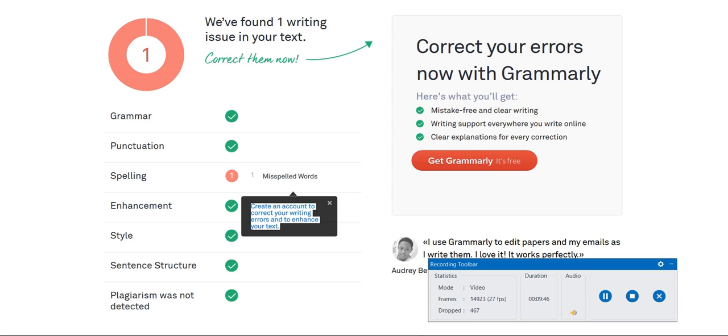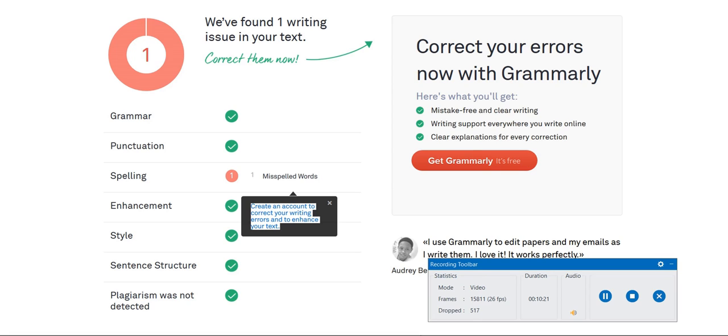And make sure you're writing in the same, if it's English, American English. Yeah, see, they want me to create an account to correct writing errors and enhance my text. I don't need to create an account to correct my writing errors, because my spell checker already showed me that misspelled word if I write that in Notepad on my computer. I don't need Grammarly to show me a misspelled word. And so I think that's ridiculous.